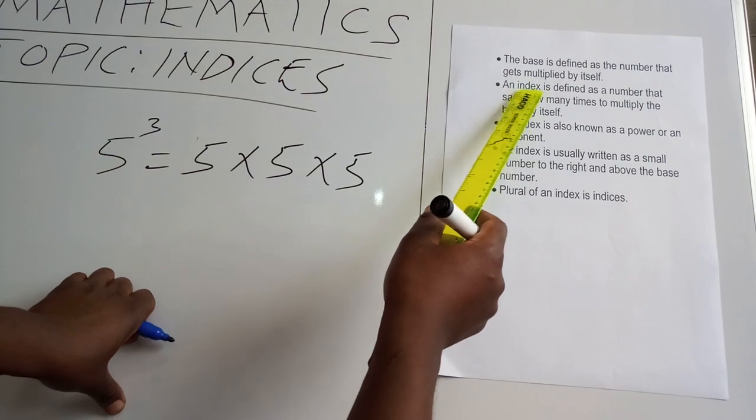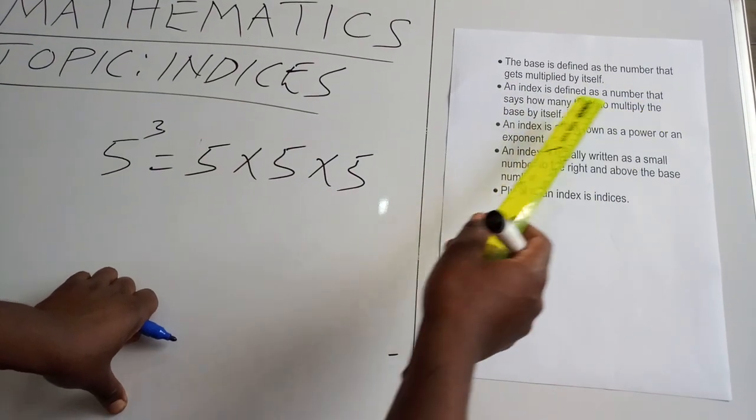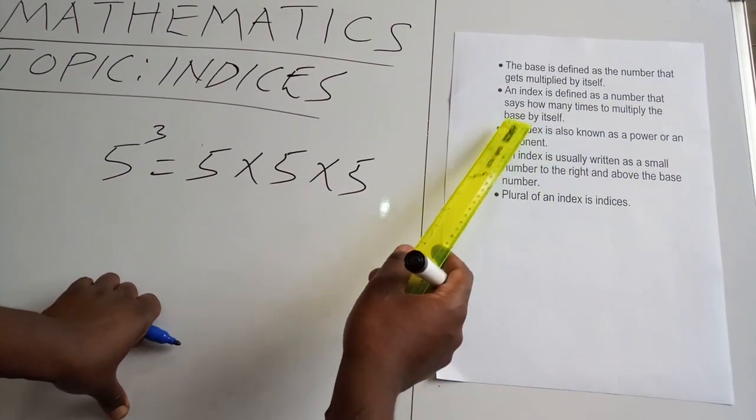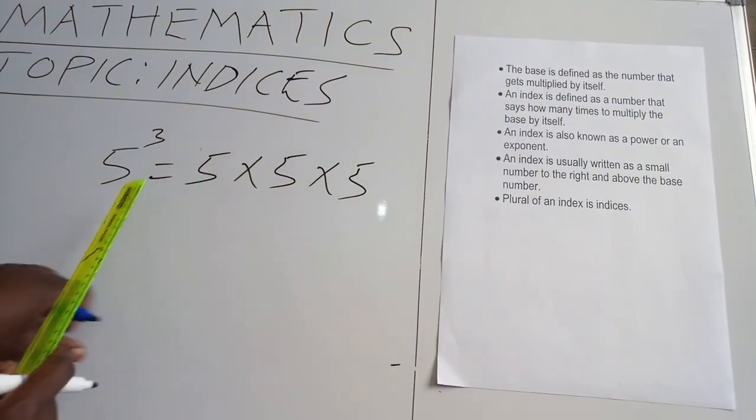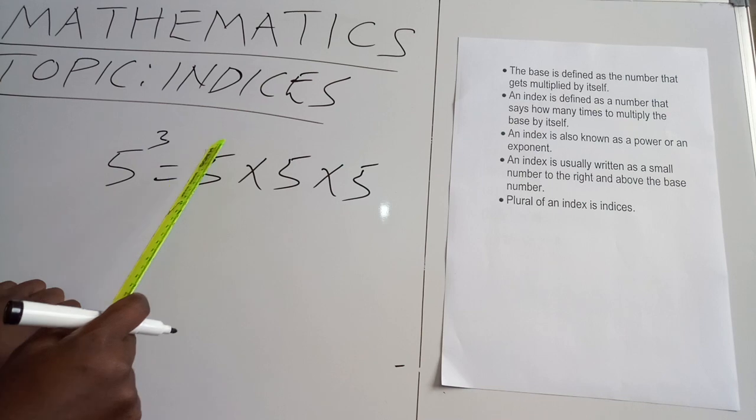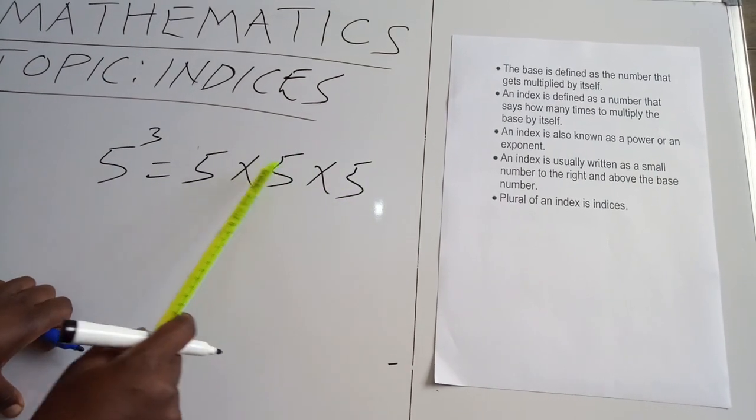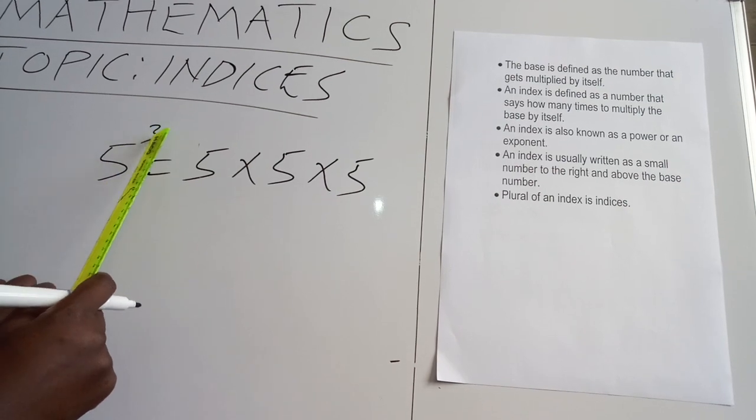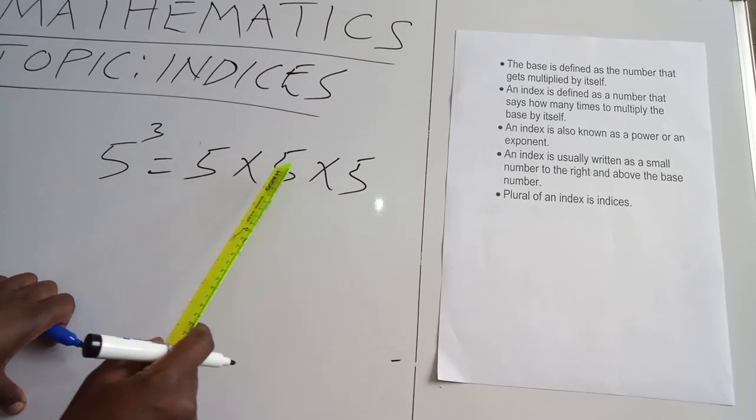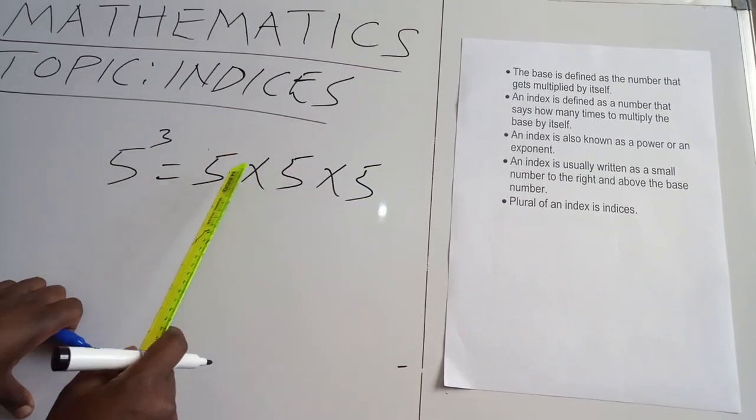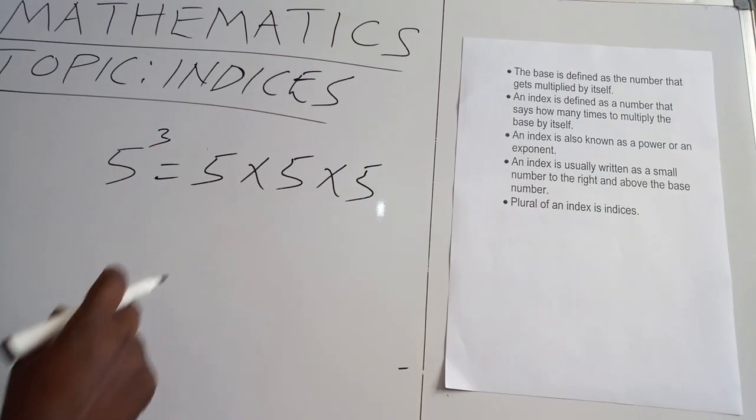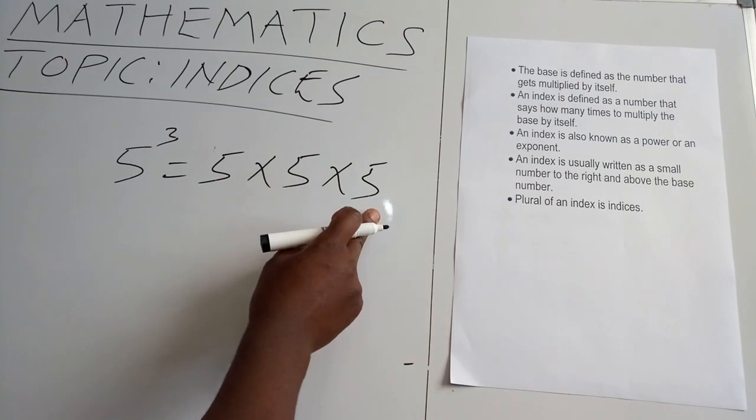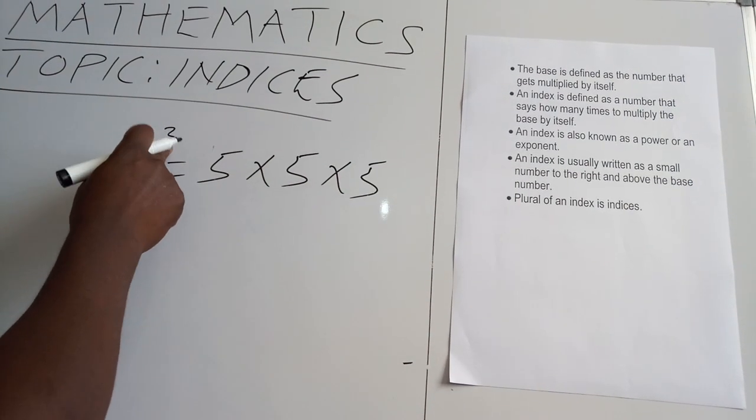Now we go to the definition of an index. What's an index? An index is defined as a number that says how many times to multiply the base by itself. So here the base 5 was the number being multiplied by itself, but 3 is the index. 3 will tell us how many times to multiply the base 5 by itself. So we multiply 5 by itself how many times? 1, 2, 3, because the index is 3.